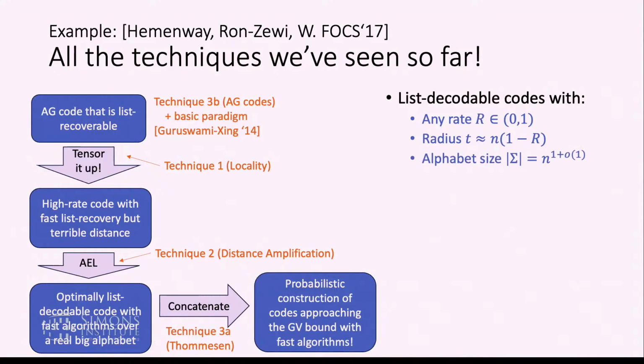Alphabet size, very close to linear in n. Decoding time, very close to linear in n. And list size, sublinear in n. So those are the punchlines.